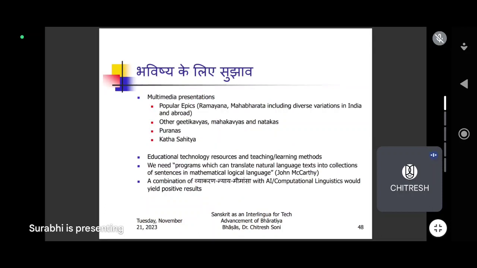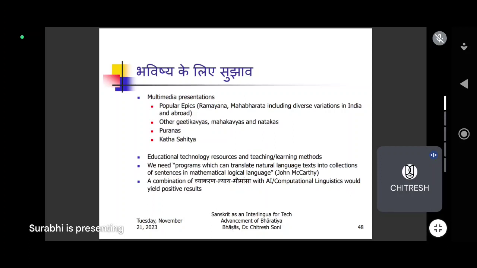Multimedia presentation of popular epics, Ramayana and Mahabharata, Panchatantra, other Giti Kavya and Mahakavya Nataks, animation based stories of these multimedia presentations, and then computationally testing them, and also teaching computers. So this is going to be a handshake and two-way traffic. Computers will be learning from the knowledge encoded in all these strategies, and these strategies will take the benefit of technology in future, and educational technology resources and teaching learning methods.